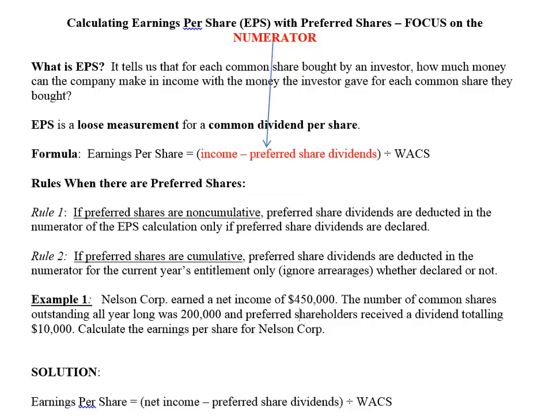Hi folks, welcome to this video on calculating earnings per share. Our focus here will be on calculating the numerator in the calculation of the earnings per share.